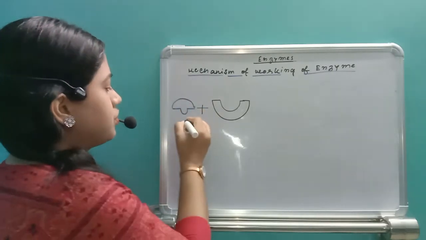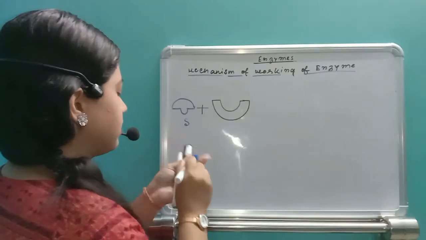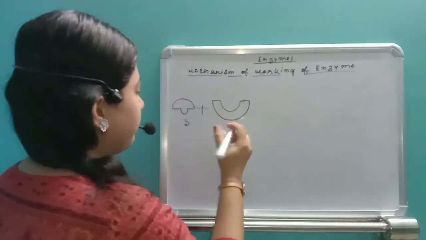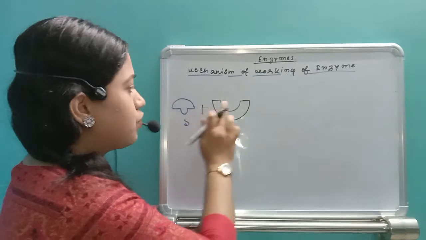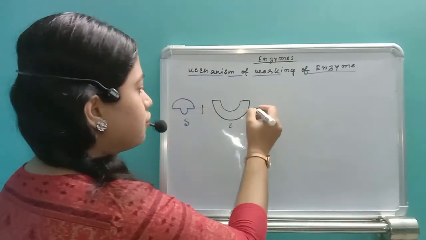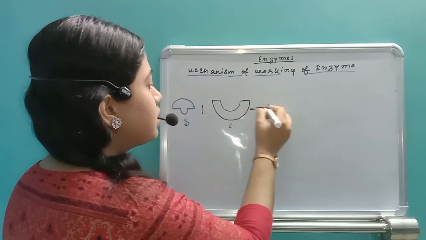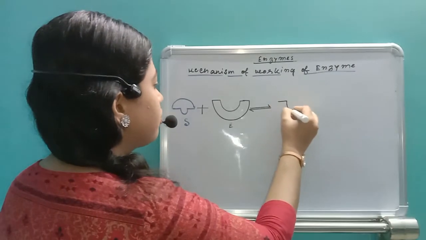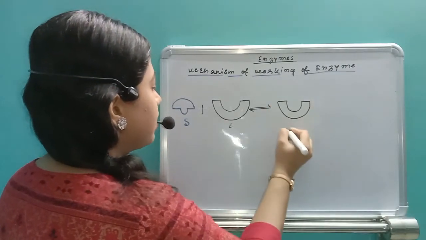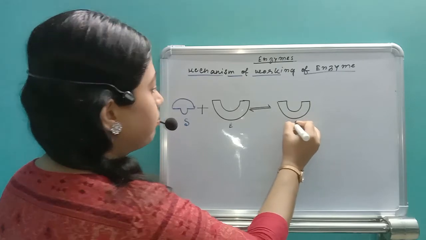Okay, suppose this is the substrate, this is the enzyme. Then after that, what will happen with this enzyme? The substrate gets attached and we will have one intermediate or transient state. And what is that intermediate or transient state called? That will be the ES complex.